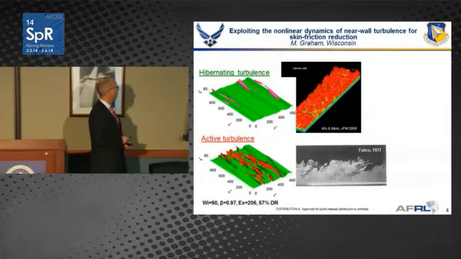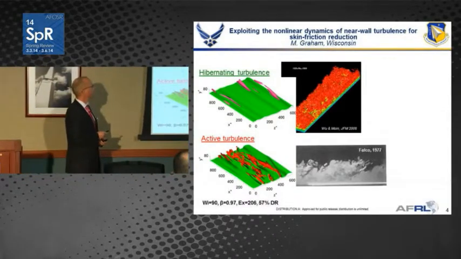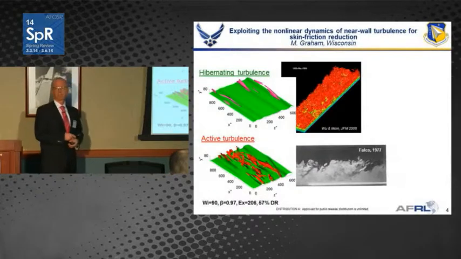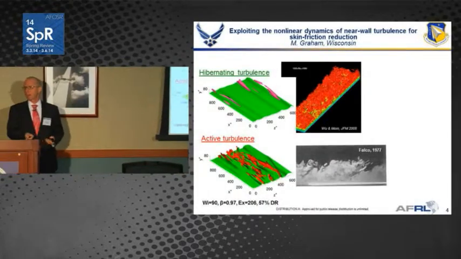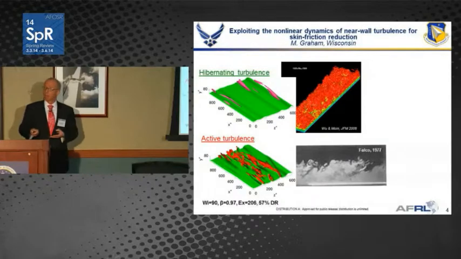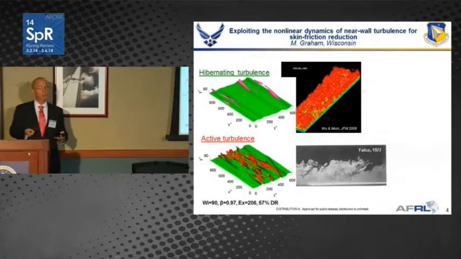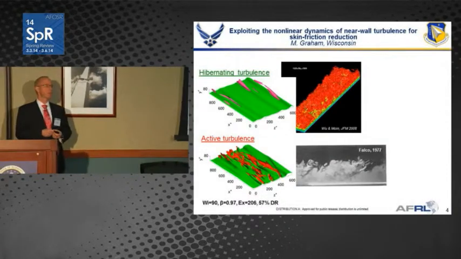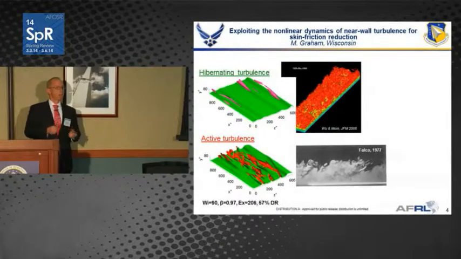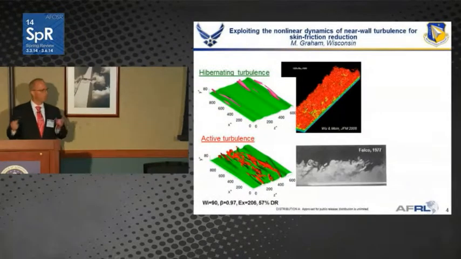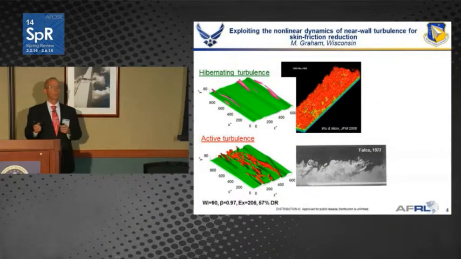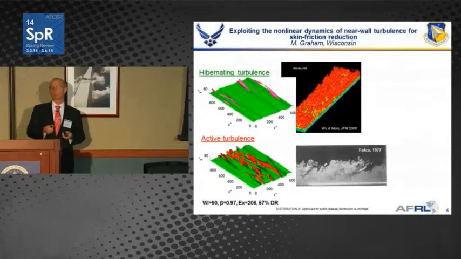So why am I showing you these things? Well, what Mike Graham at the University of Wisconsin has been doing is trying to understand why, if I add a polymer to a liquid flow, I get a drag reduction. And what he's discovered is that a turbulent flow tends to alternate. I say alternate, it's not equally alternate back and forth, but it tends to move between what's called a hibernating turbulent state and what he calls an active turbulent state.